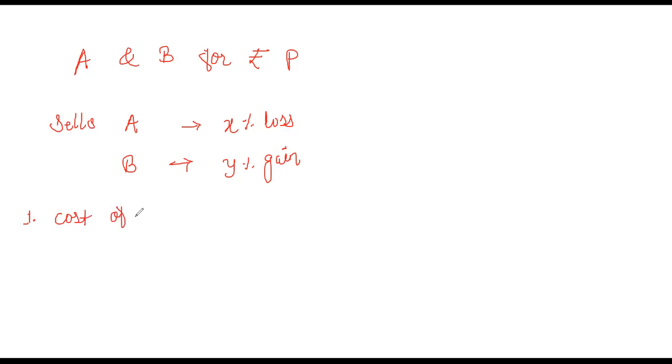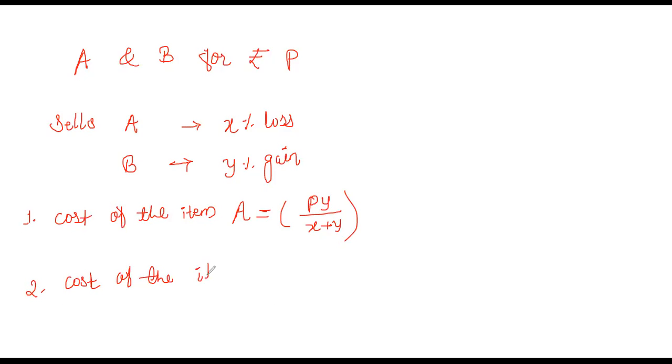Cost of the item A. What is the cost of the item A? It is equal to P into Y divided by X plus Y. And cost of the item B is equal to Px divided by X plus Y.